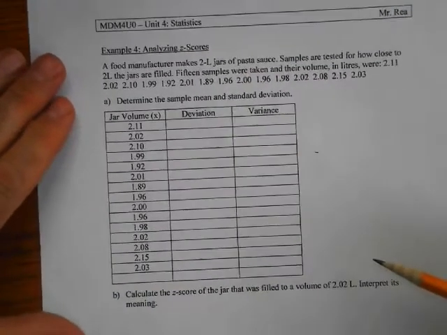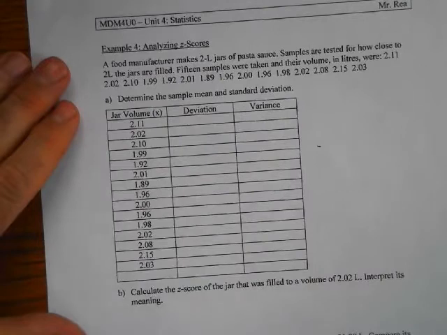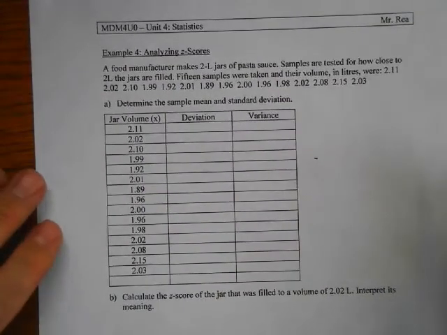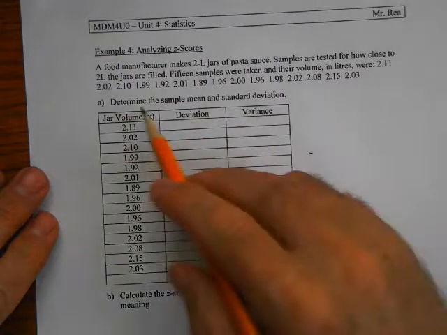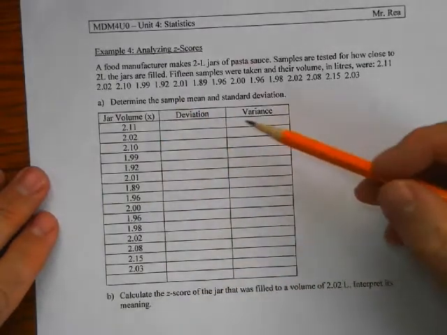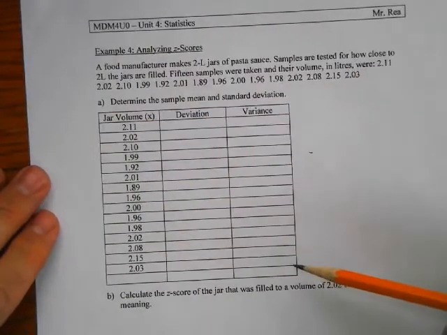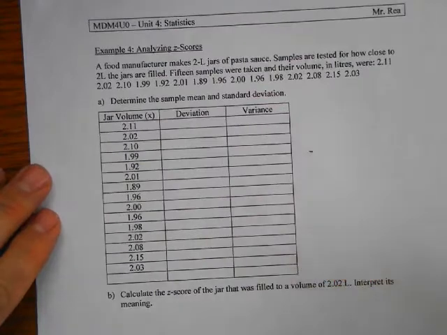Okay, so I've got a question here. A food manufacturer makes 2-liter jars of pasta sauce. Samples are tested for how close the 2-liter jars are filled. 15 samples were taken and their volume in liters were, and then I just list them all here. And I've created a chart here just to show you what we're going to do.